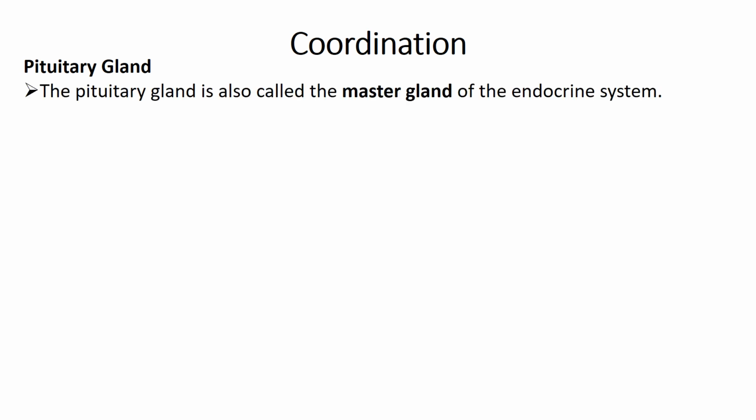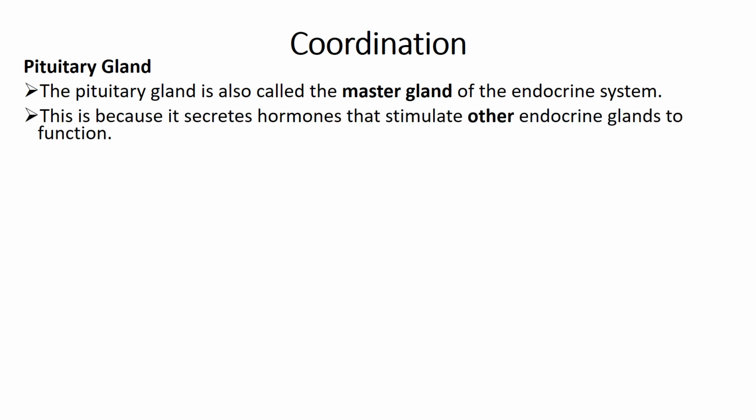So we're going to start with the pituitary gland. This pituitary gland is called the master gland of the endocrine system. The reason why it's called a master gland is because it secretes hormones that stimulate other endocrine glands to function.